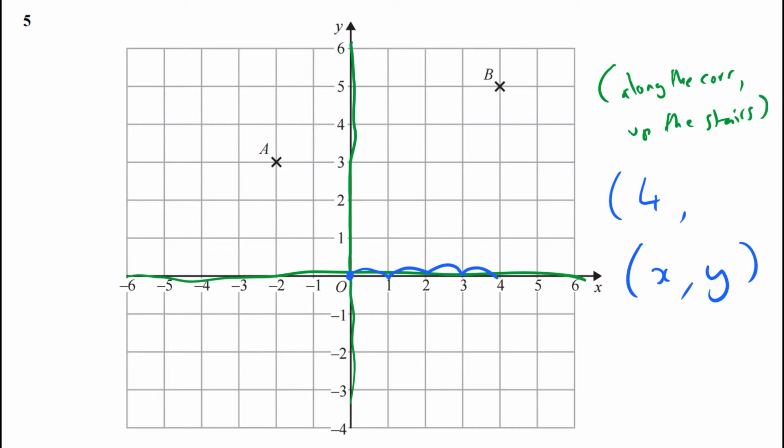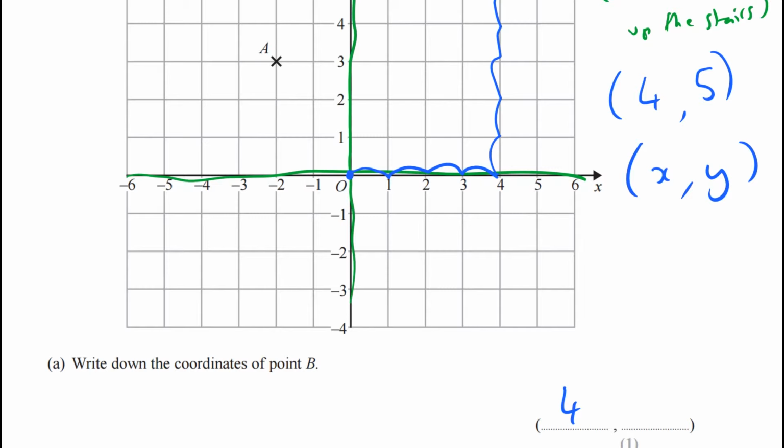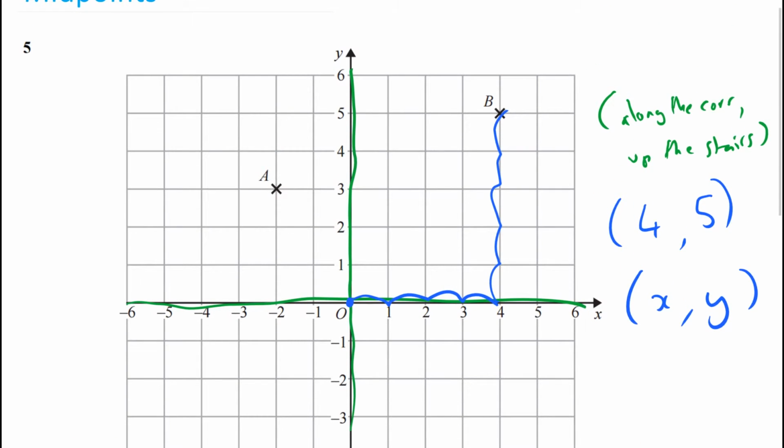Now, how far up the stairs are you going to have to go? Well, it's going to be up by 1, 2, 3, 4, 5. So 5 up. So the coordinate is 4, 5. We went along the corridor, then up the stairs. Okay, do you want to try for coordinate A?